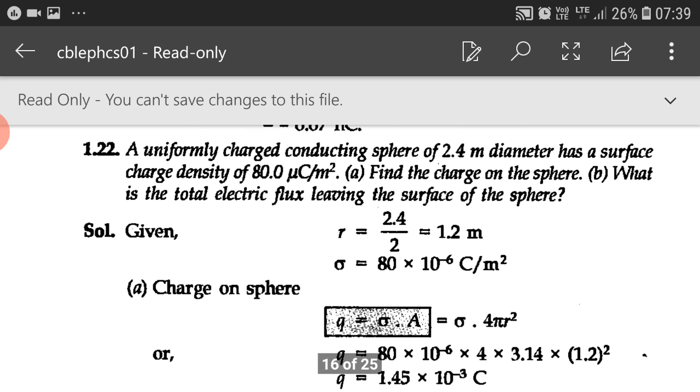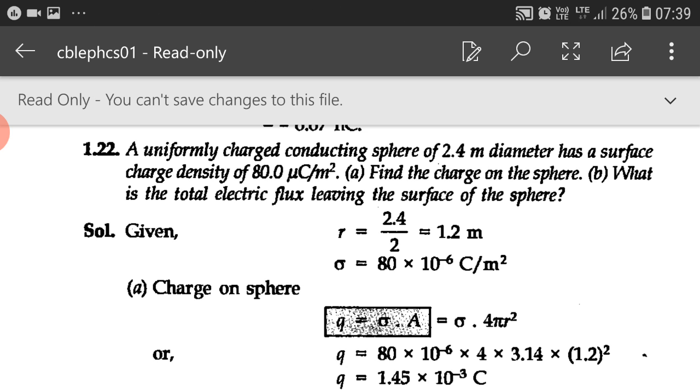Come to the question number 22. A uniformly charged conducting sphere of 2.4 meter diameter has a surface charge density of 80 microcoulombs per meter square. Again, there is a conducting sphere having uniform surface charge density. Diameter D is given to you. You can calculate radius, D by 2, 2.4 by 2, it is 1.2 meters. Sigma is given to you, 80 microcoulombs per meter square. Micro means what? 10 raised to power minus 6. You have to calculate the charge on the sphere.